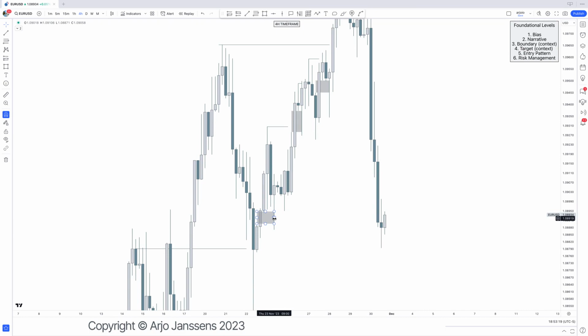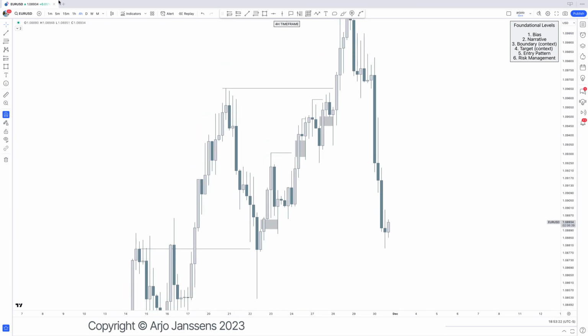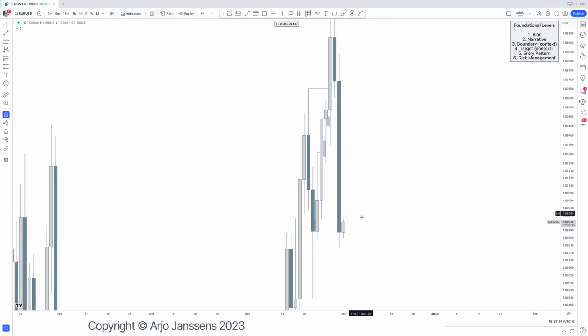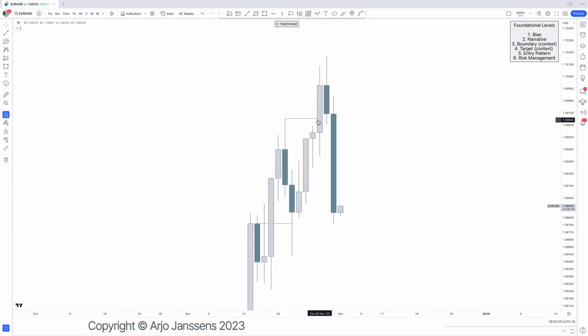Which also means that right here, we take daily context, right? We take that daily context higher. So let me delete everything from the 4-hour. We take this daily context.